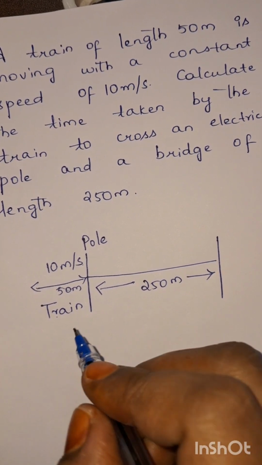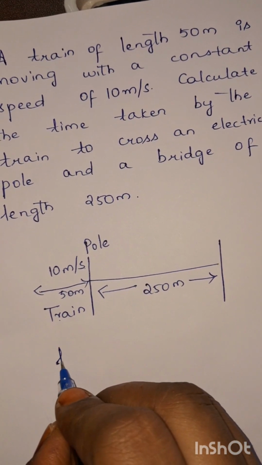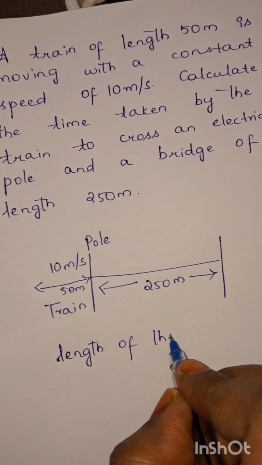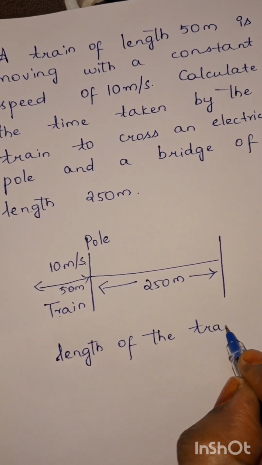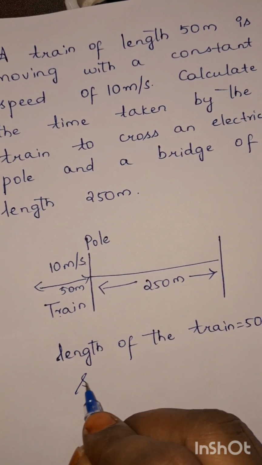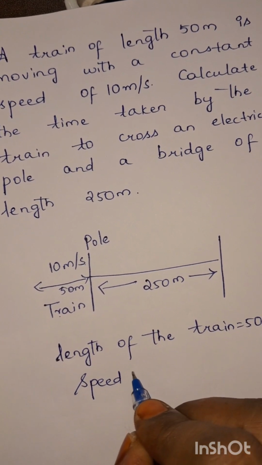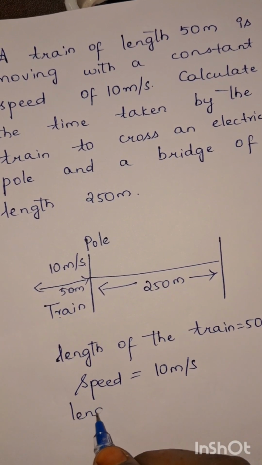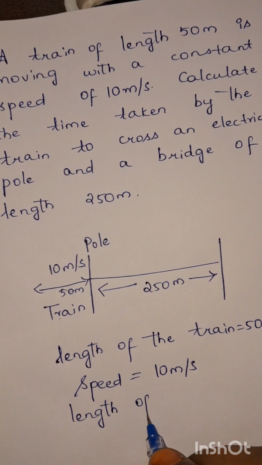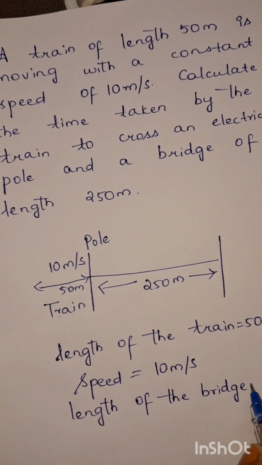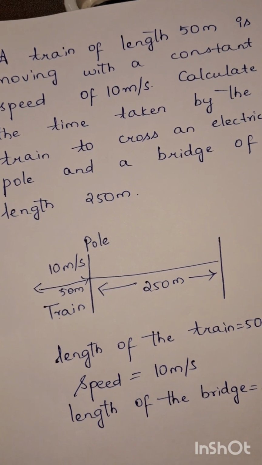Okay, so first we are having what is the length of the train. Length of the train is how much? 50 meters. Length of the train is 50 meters. Speed of the train is how much? 10 meter per second. And length of the bridge is how much? 250 meters. Length of the bridge is 250 meters.